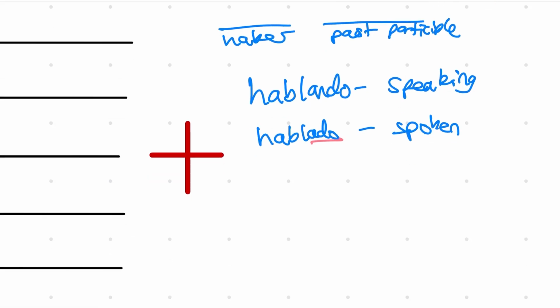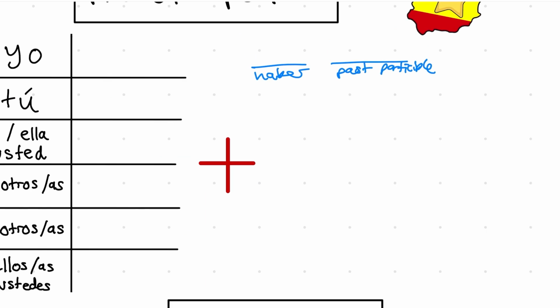An example with the ER verb: comer, we have comiendo as the present participle, eating. For the past participle, it's comido, and this word here means eaten. So that's the past participles.